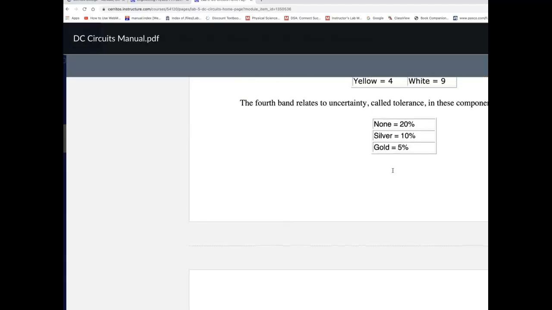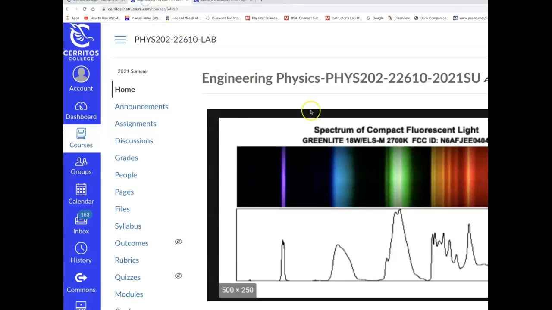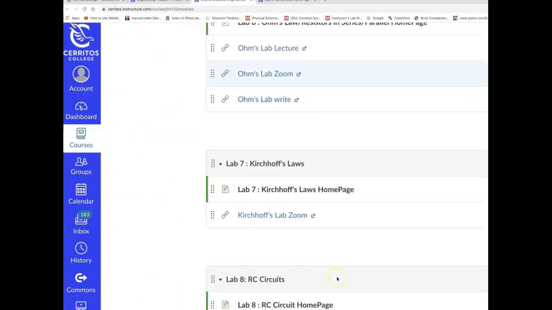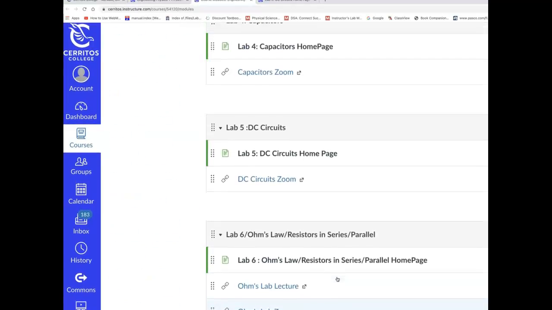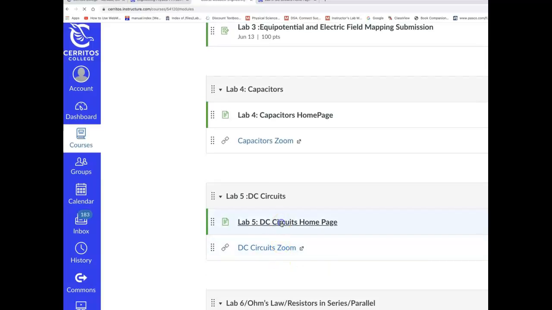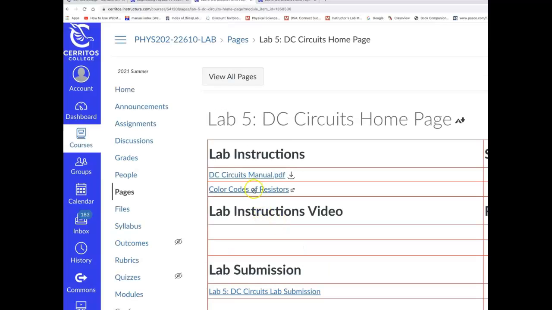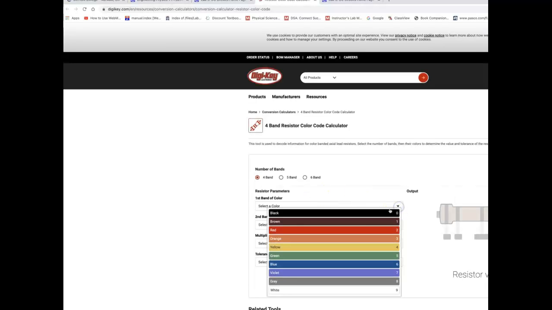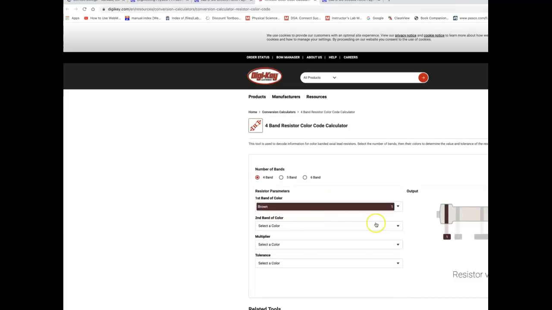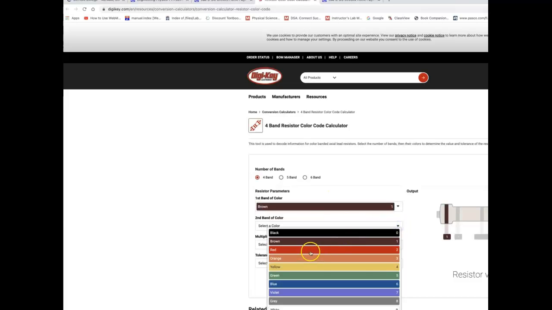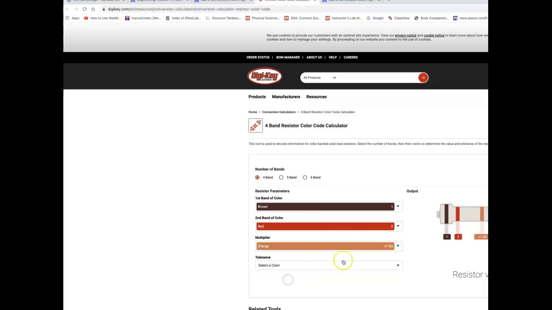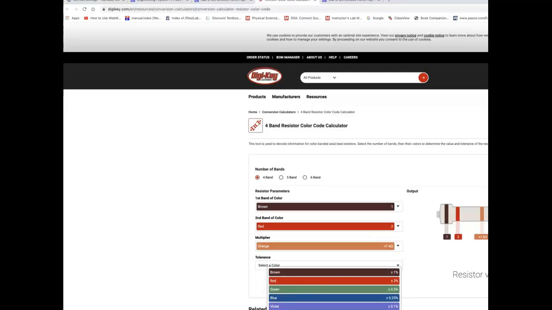Now, let me go to where we will be able to learn how to find the value of the resistor from the colors on these bands. Let's assume here I'm going to get for the first one brown, and then red, and then let's say orange for the third, and for the tolerance, let's have silver.